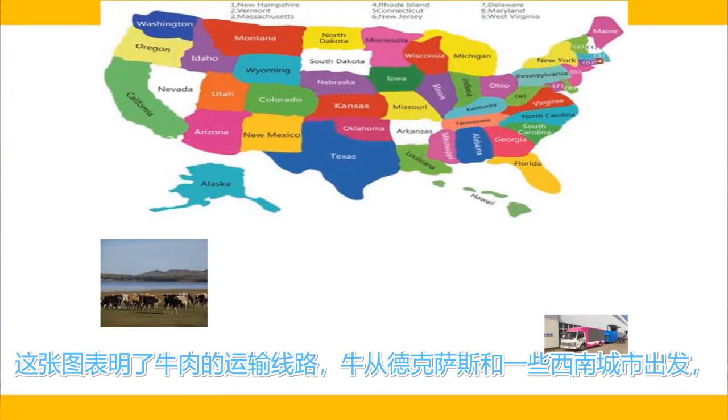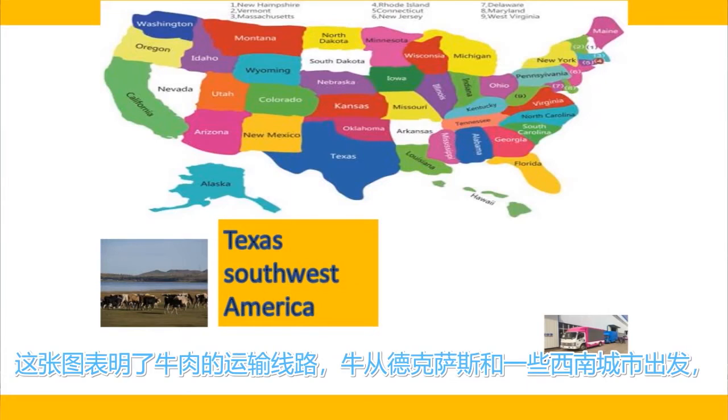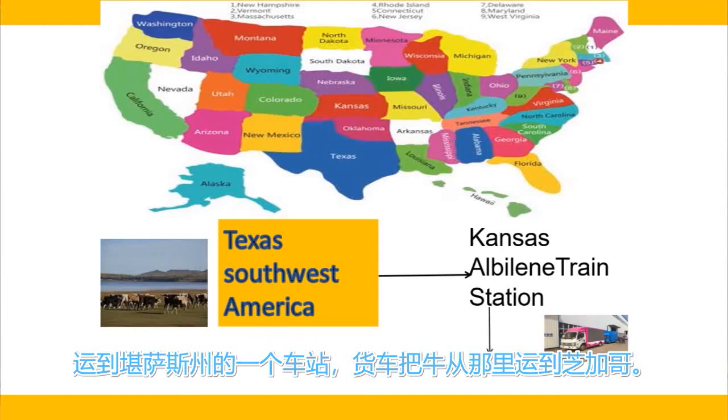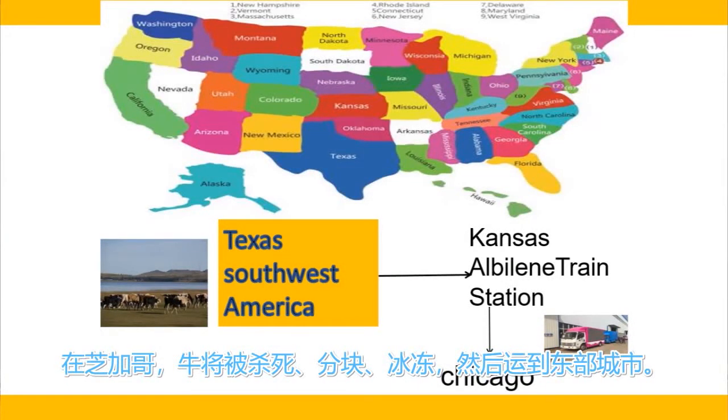Okay, look at this picture. This was the journey of the beef transportation. First, the cattle were transported from Texas and some Southwest American cities, and then they would go to Kansas, to one train station. And then they would take the cattle to Chicago. When they reached Chicago, they would be cured, cut, and frozen, and then transported to eastern cities.